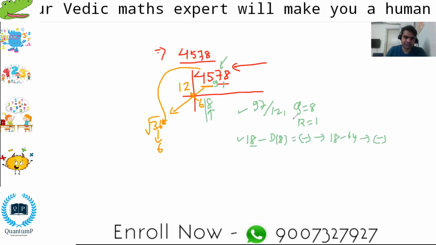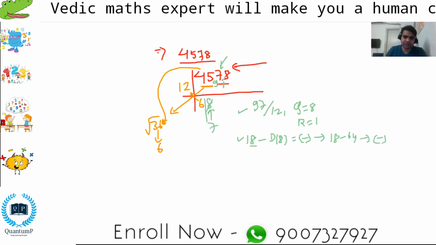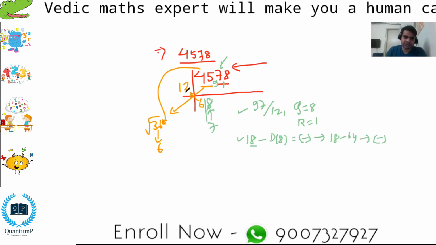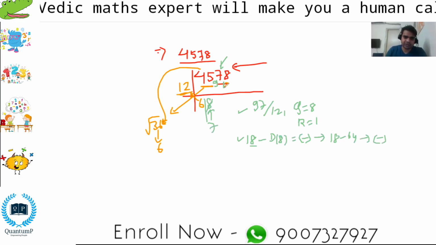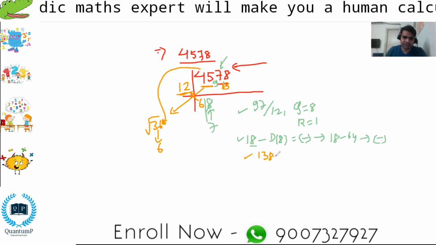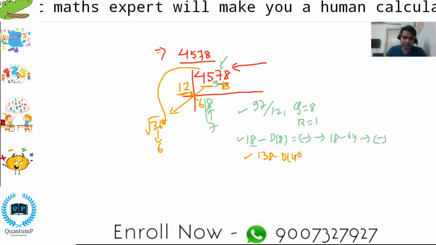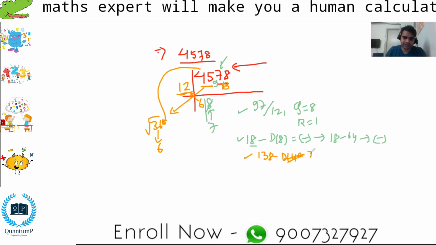As it is negative, this 8 will become 7 according to the rule, and at the same time this 1 will be added to this 12, which is 13. This 1 is changing to 13. So next step, 138 minus duplex of 7, which is 49, right?